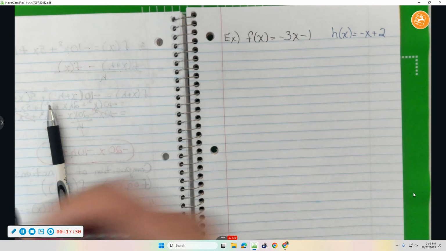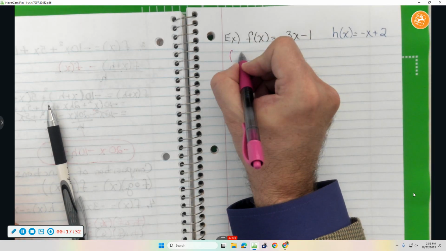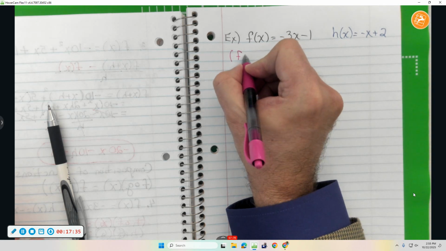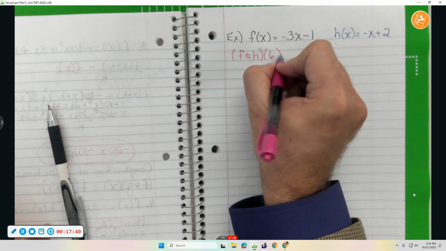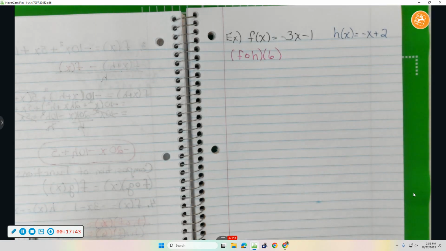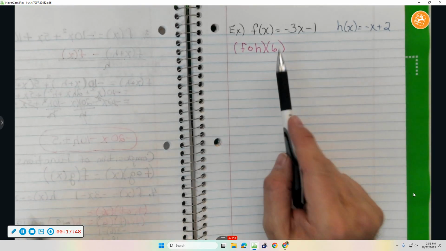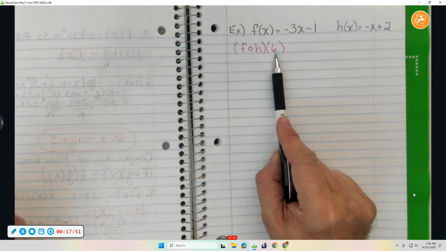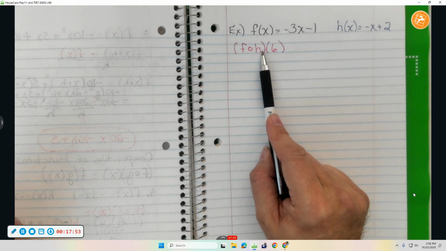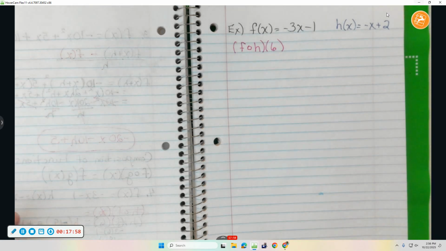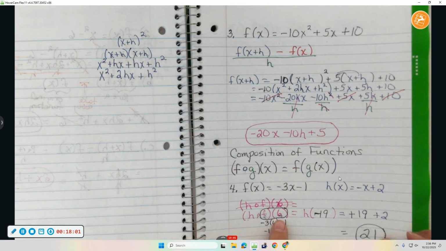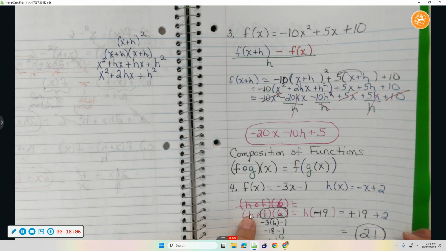What if I reversed it? Instead of H composed with F, suppose I'd written this. Is it the same thing? Are we going to get the same answer? And are we going to do the same thing? I mean, where are we going to put that 6? Into H. Okay. And then we take that answer and plug it into F. Y'all see the difference? Over here, we plug the 6 into F, plug that answer into H.